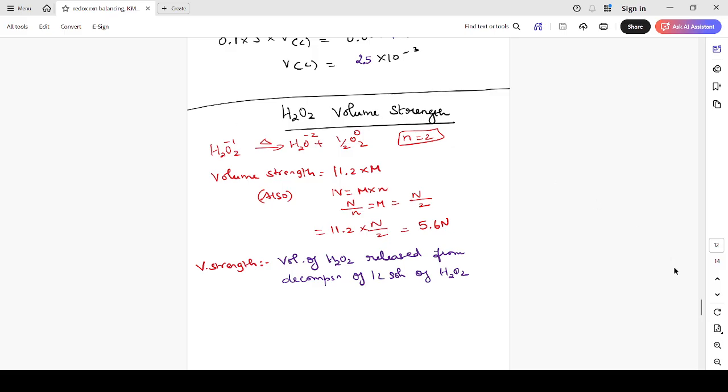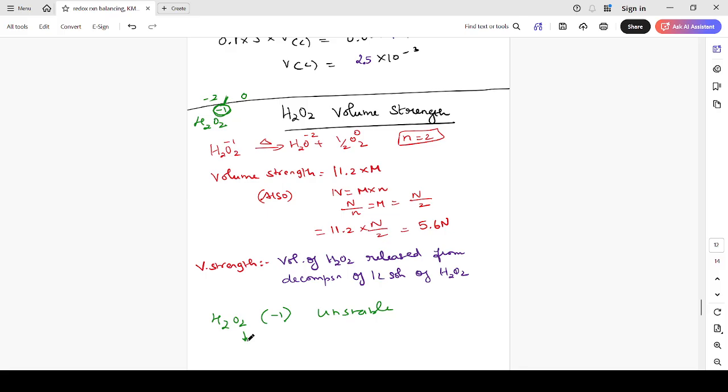When you look at hydrogen peroxide, you can see oxygen is present in the -1 oxidation state. Oxygen usually is present in -2 or 0, so -1 is an intermediate oxidation state. Whenever an element is present in an intermediate oxidation state, it becomes unstable. Here in hydrogen peroxide, oxygen, as it is present in the -1 state, is unstable.